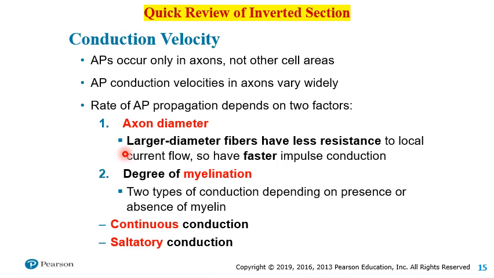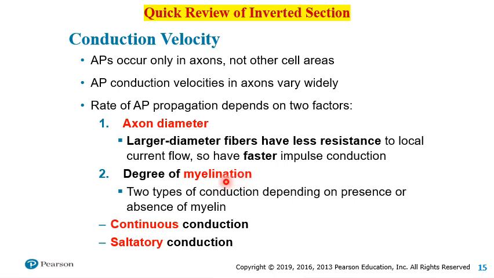Okay, so what is the relationship? The bigger the diameter, the less resistance you're going to have for your action potential to travel. Okay, so the bigger the diameter, the faster the action potential will travel. Now here, concerning myelination, if you have myelination, you're even going to have faster transmission of the action potential. Okay?